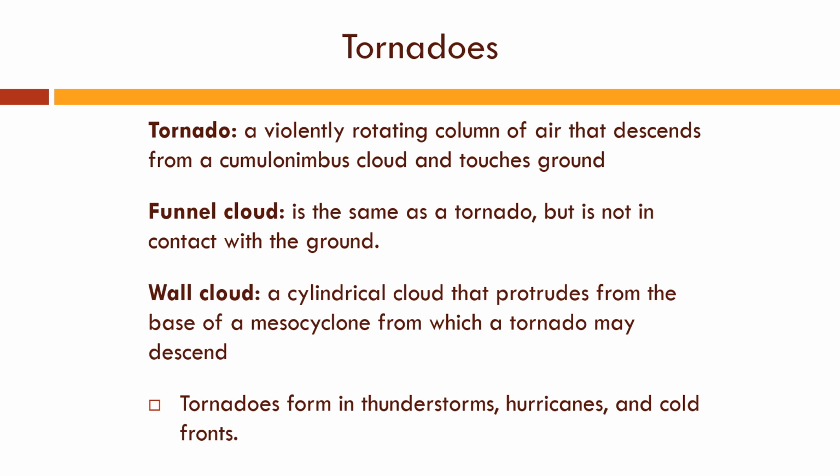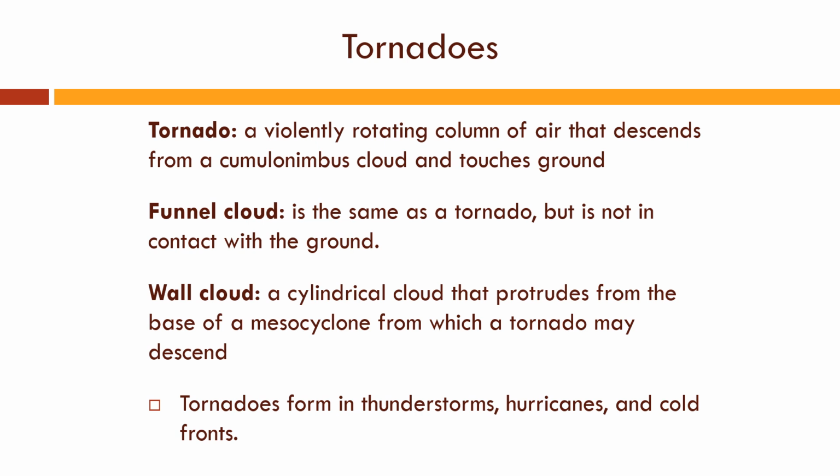That bit about being in contact with the ground is important because if it's just a funnel-shaped cloud coming down from a thunderstorm cloud and it's rotating but it's not making actual contact with the ground, we call that a funnel cloud. Funnel clouds can cause some problems too, but generally they don't do any damage at all. They dissipate fairly quickly.